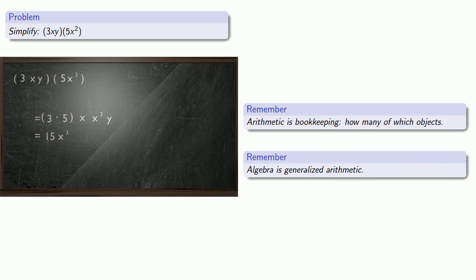Part of the reason that that's useful is we know how to multiply two numbers, 3 times 5. And we can simplify one further step. X times x squared is x to the third. And again, arithmetic is bookkeeping. Algebra is generalized arithmetic. We want to keep track of what we have. We had a y before. We should still have a y after. And that means we need to write it down.